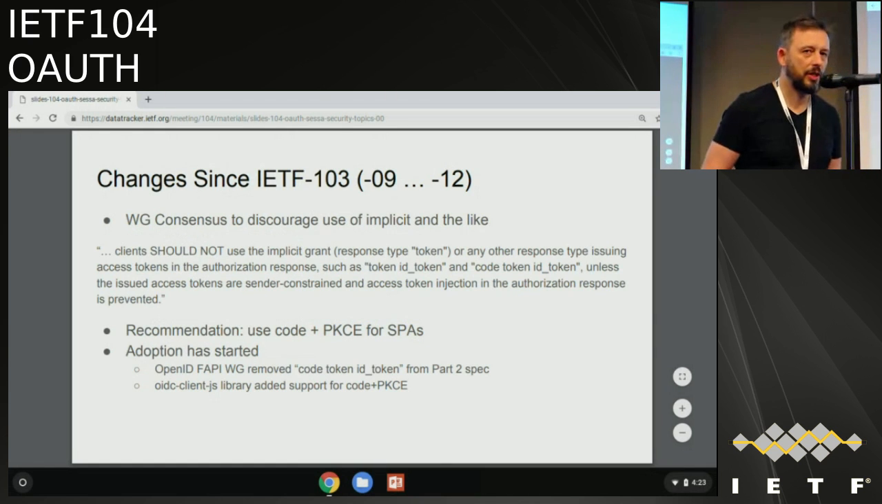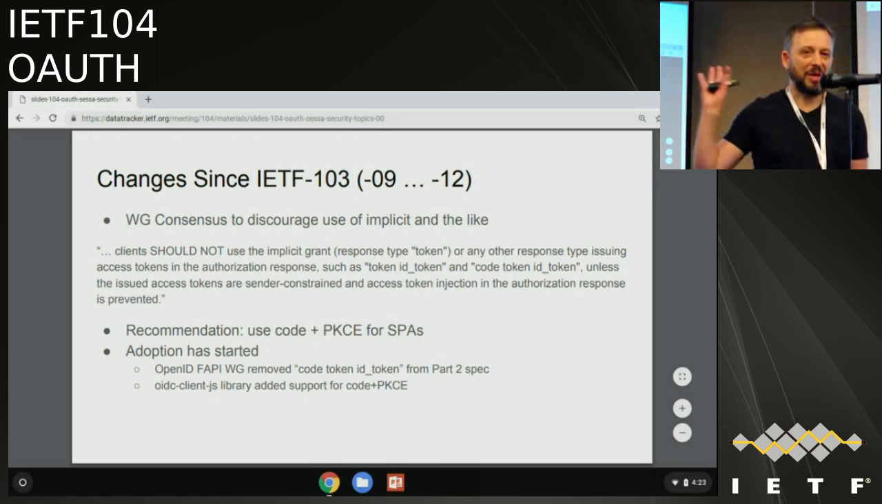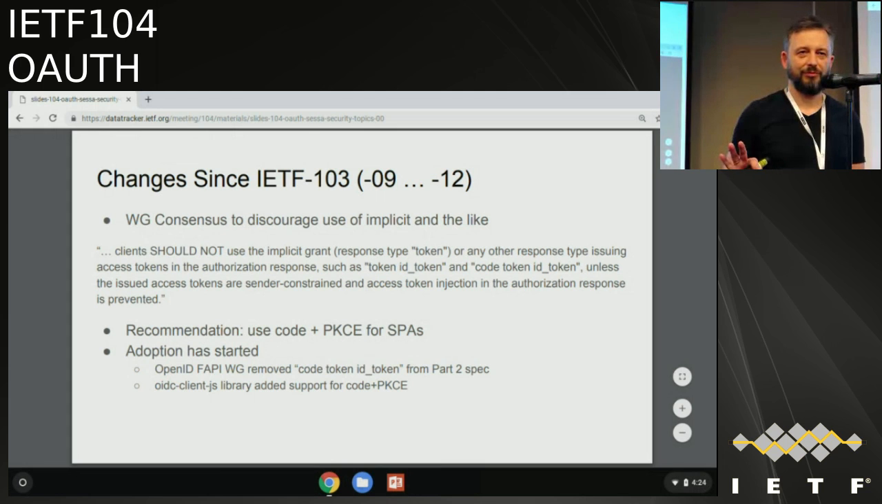So what has happened since Bangkok? Oh, a lot has happened. We published 4 revisions, 9 to 12, and the most significant change, which we already had talked about in Bangkok, is that the working group came to the consensus to discourage use of the implicit grant and grants with similar properties, meaning grants that issue access tokens in the authorization response. I just pasted the statement from the BCP here. So this means the implicit grant as well as some of the OIDC grants are no longer recommended by this working group. Anyone is free to continue to use them, but our recommendation is to drop them and to replace them by using authorization code plus PKCE.